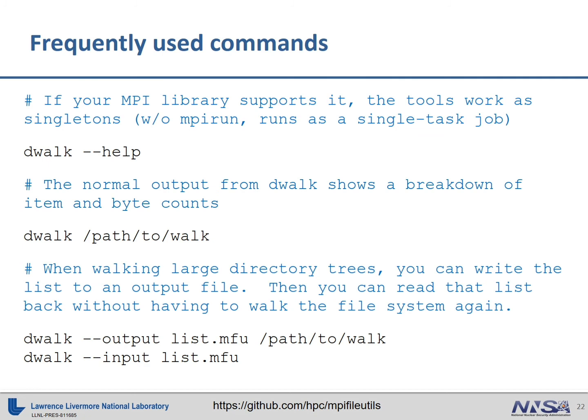Because the walk can be expensive, one of the things you can do is have dwalk output that flist to a file. And then you can read that back in later using an input option. So you walk the path, give an output option, and it saves the information to the output file. And then if later you want to come back, you can read that list back in, right? And so that's a snapshot of the file system in time. It might not account for any changes that have happened since you wrote the output file. But you can read that in far faster than you can walk the file system again.